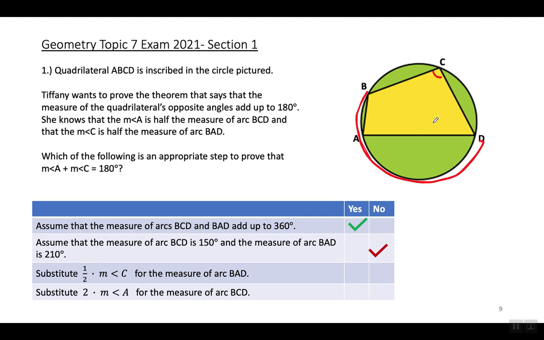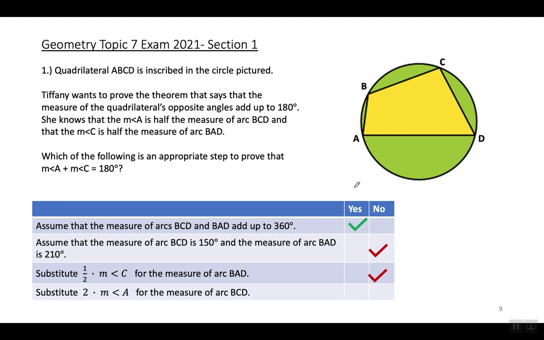If you don't get what that means, let me just make up a number. If this angle is 100 degrees, let's say, then this arc would have to measure double that, 200. And according to what it says here, they're saying that if this is 100 degrees, arc BAD would be half of 100, 50 degrees. That's wrong. That's incorrect. Okay? So no, that's incorrect.